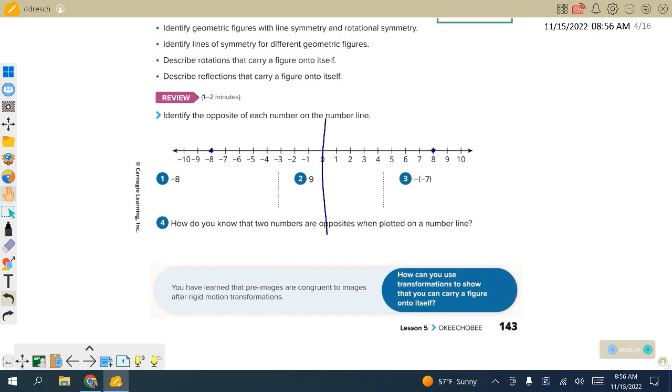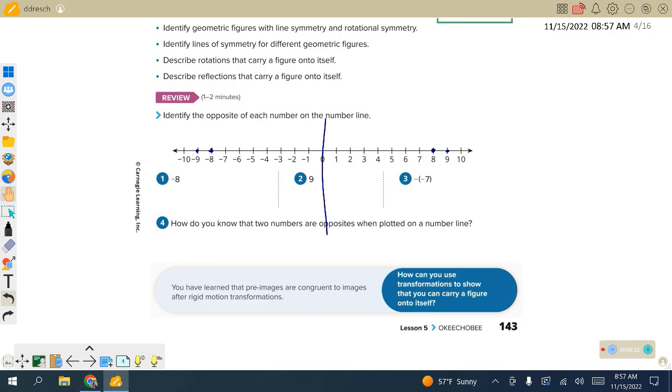And what about 9? What's the opposite of 9 going to be? Yeah, negative 9 off of there. Did that line of symmetry change at all? No. So we know that 0 is right there in the middle. And with that, how do we know those two numbers are opposites of one another? So they're the same difference.